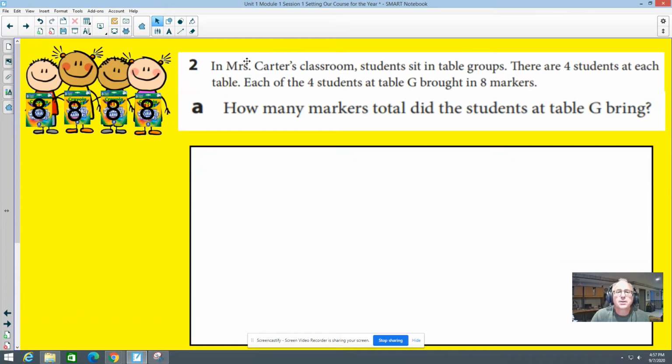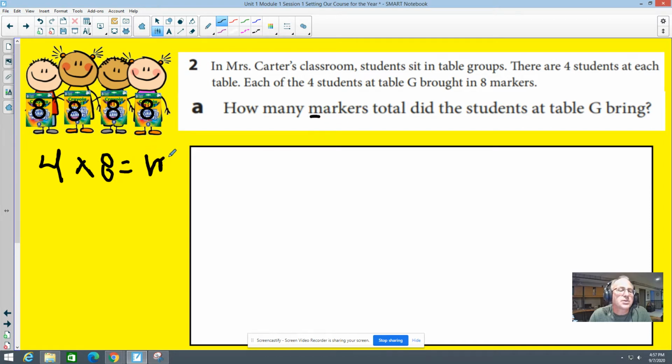Hey, welcome back. Okay, so in this one, Miss Carter's classroom, there are four students again, eight each. So you probably looked at this and said, "Oh, I can do this as four groups of eight." Equals probably M for markers. Let's just start using those unknowns, one for each letter. You did a lot of this in third grade, and then you could solve it out and say 32 equals M. So your M equals the total markers that they brought in.